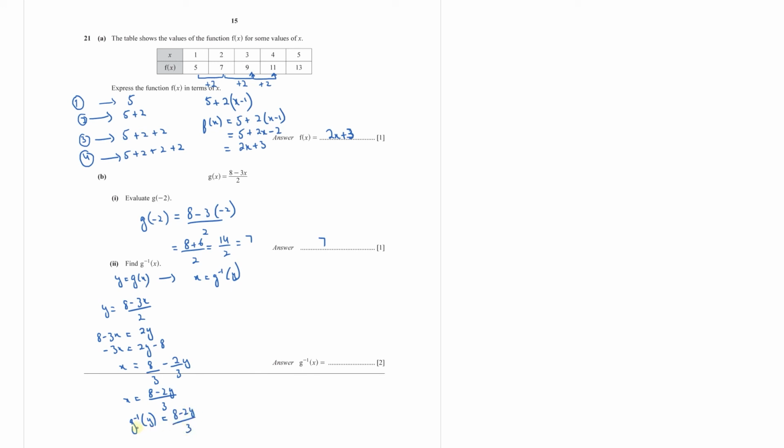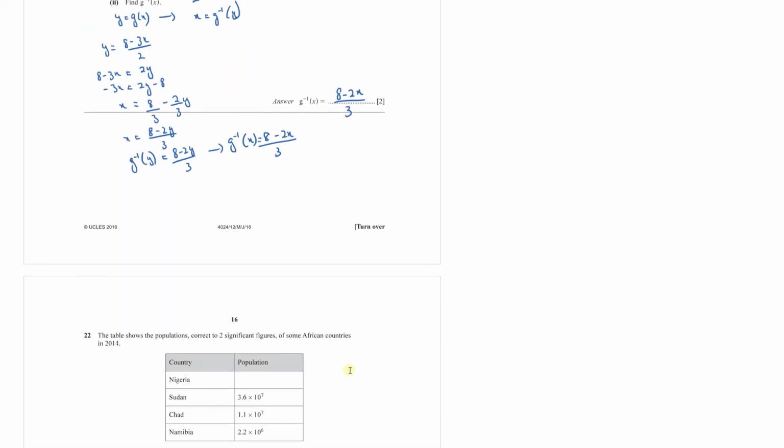And then if g inverse of y is this, you simply write it as g inverse of x would be, you substitute y by x, you get 8 minus 2x over 3. So your g inverse of x would be 8 minus 2x over 3. Let's move on to the next question.